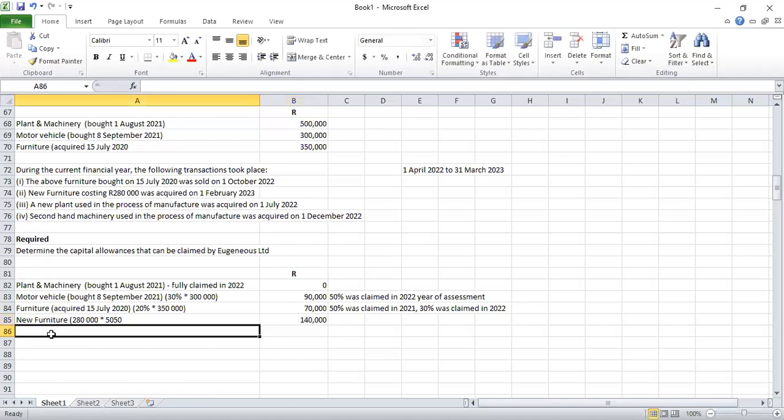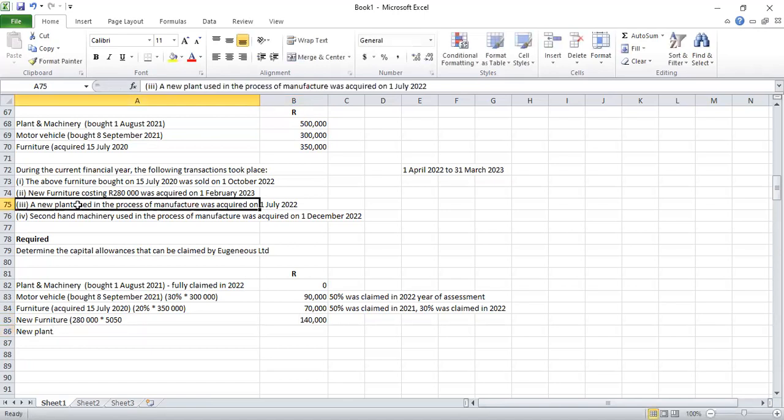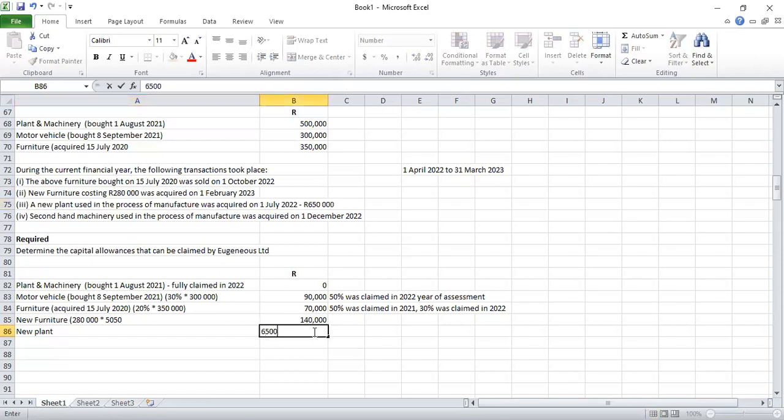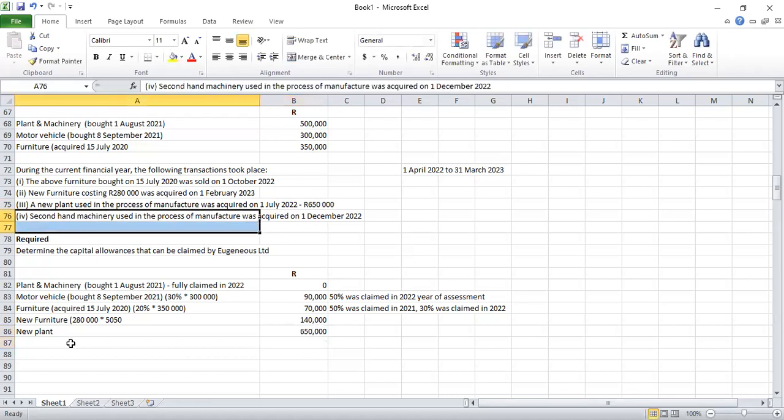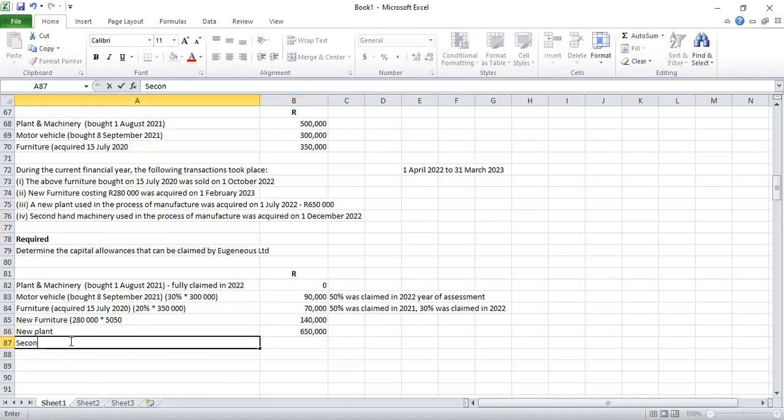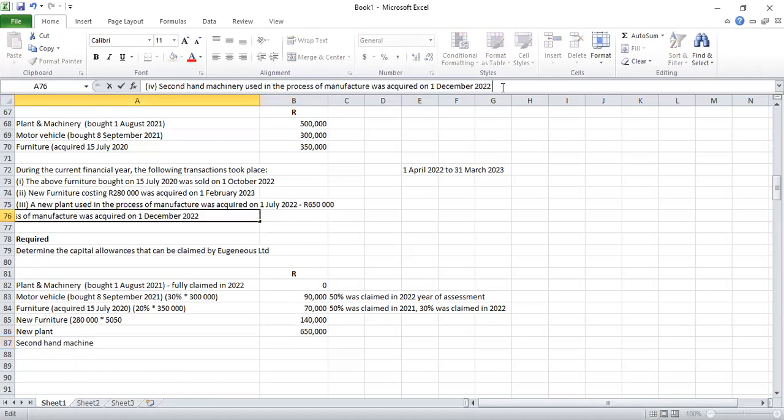Right. Then new plant. Plant, as long as it's used in the process of manufacture. I didn't put an amount here. Let me put an amount. 650,000. As long as you acquired it in the current year, you can claim the full amount. You can claim the full amount, 100%. Then second-hand machine. Again, you can claim 100%. Let's say it's 320,000 here.